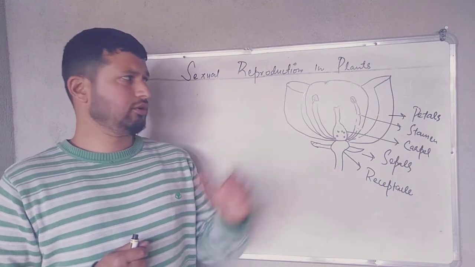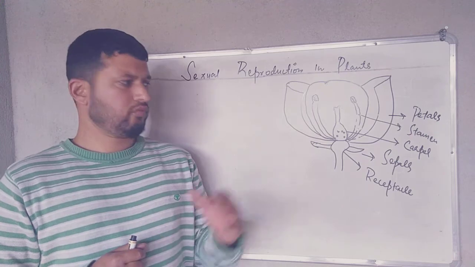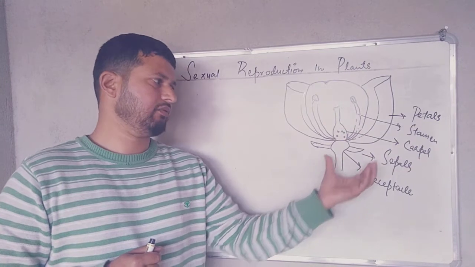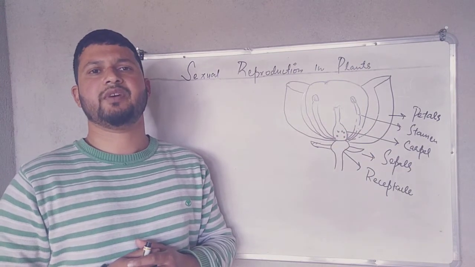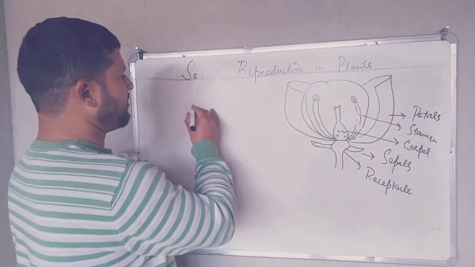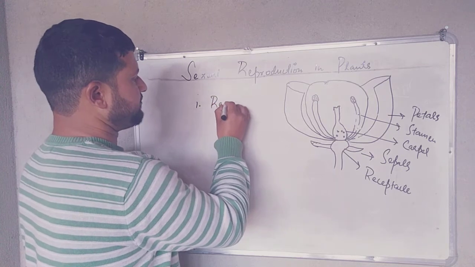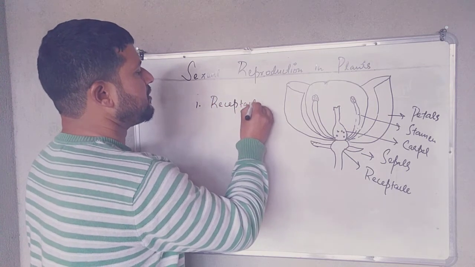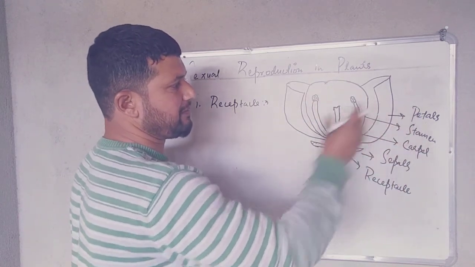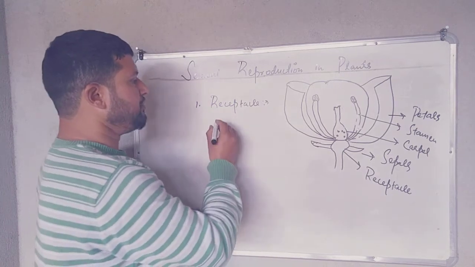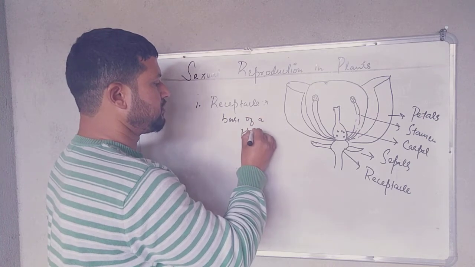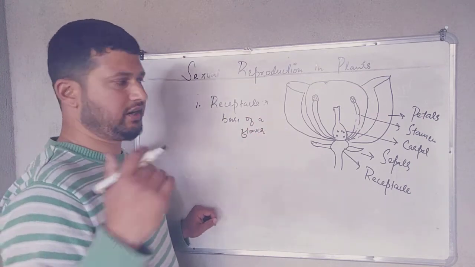But before discussing how sexual reproduction takes place, one should be aware of the different parts of the flower. I have depicted a flower here with the different parts. So let me first explain the different parts of the flower one by one. Let's begin with the first part, that is the receptacle. It's that part of the flower to which all other parts, that is the sepals, carpel, stamen and petals, are attached, or you may say it's the base of a flower to which all other parts are attached.